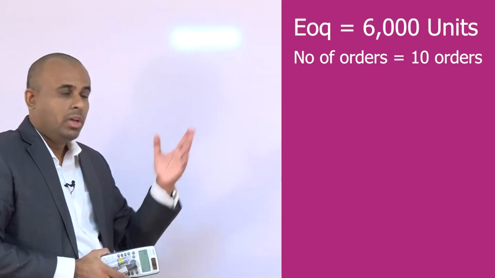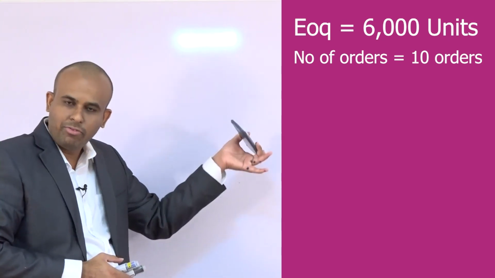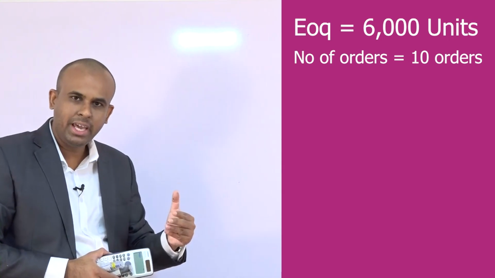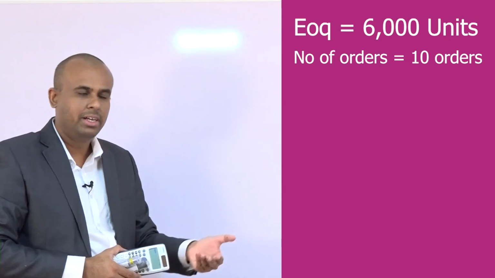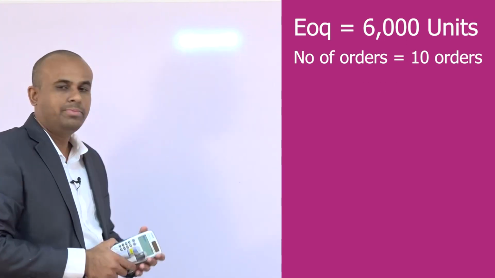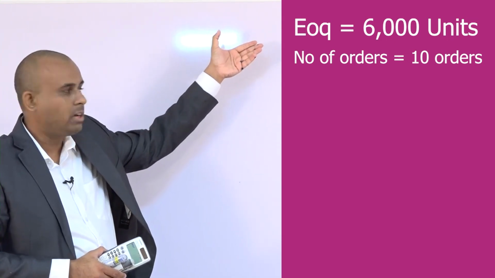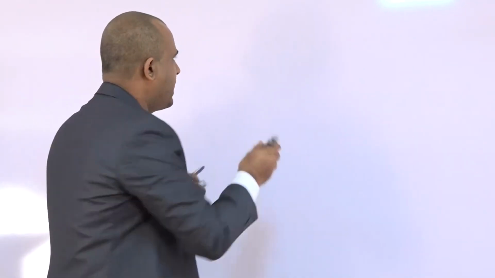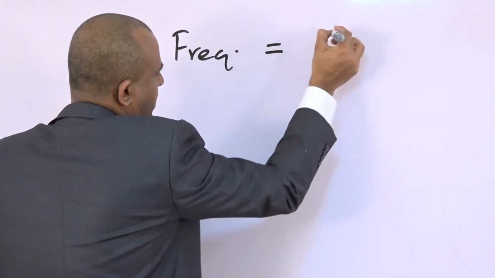Okay. What is the third requirement of this question? Calculate the frequency of ordering. Frequency of ordering in the sense every after how many days you need to place an order. Right. That is very simple. Putha, you can see here we calculated previously the economic order quantity as 6,000 units and the number of orders as 10. Right. Now we will see how we calculate the frequency of ordering.